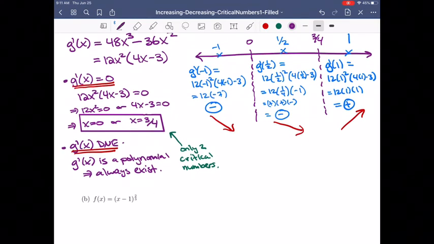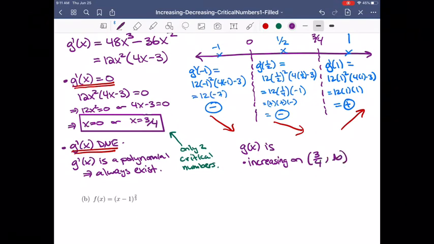Okay, so now I'm just going to write my summary here. g of x is increasing, and we should give our answer in interval notation. So it's increasing when I'm bigger than 3/4. Okay, so on the interval from 3/4 to infinity.